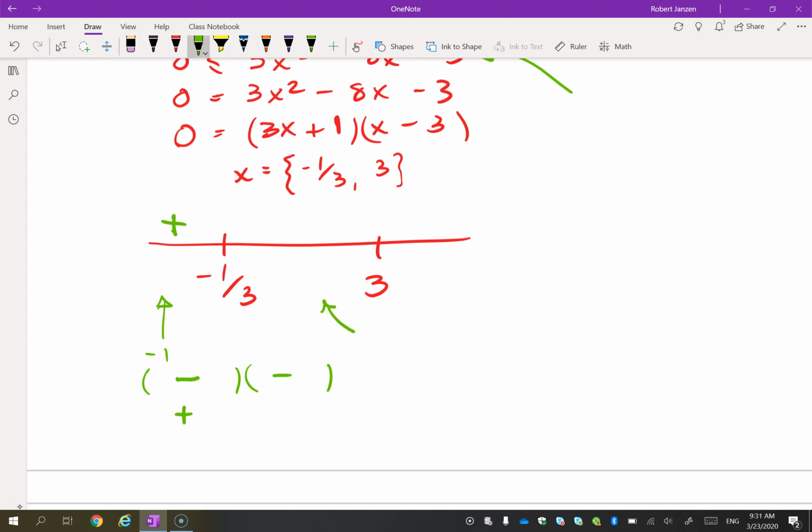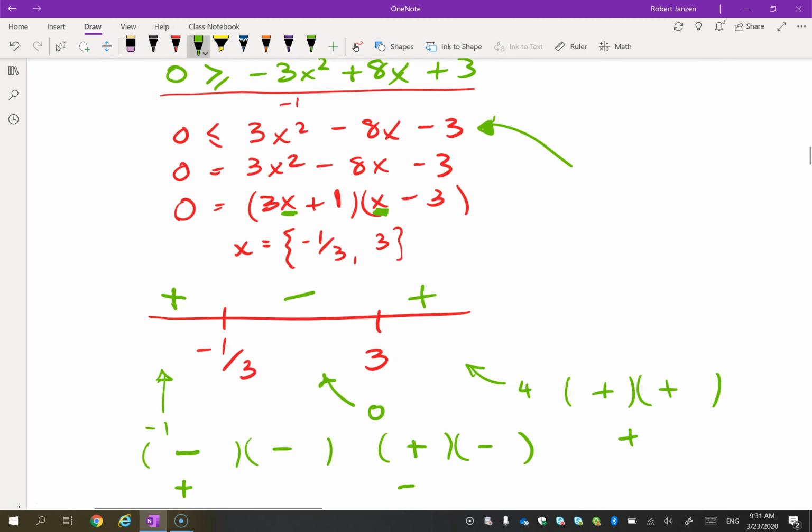Okay, let's check a value in here. 0 is probably the easiest one to check. So what I'm doing is I'm putting a 0 in here. So 3 times 0 is 0 plus 1. This is positive. If I put a 0 here, 0 minus 3 is negative. So this will be negative. And then I can check here. Let's check a 4. What's going to happen if I put 4 in? It'll be positive, positive. So there are my intervals.